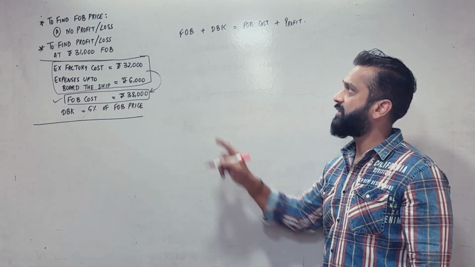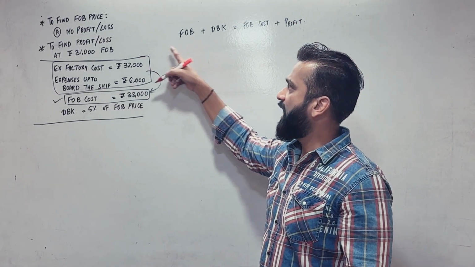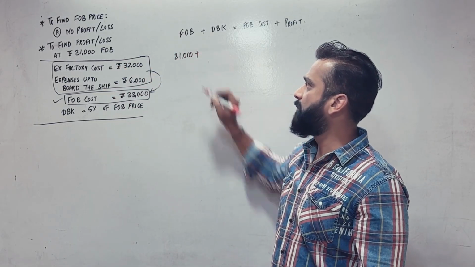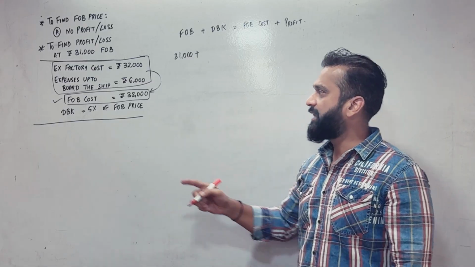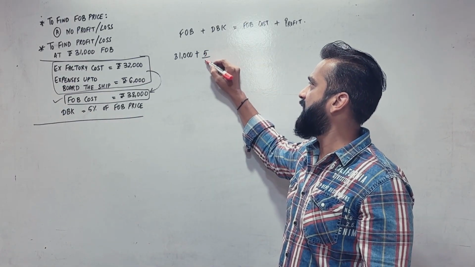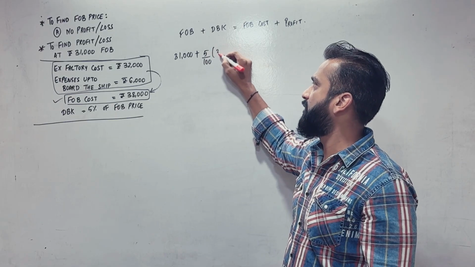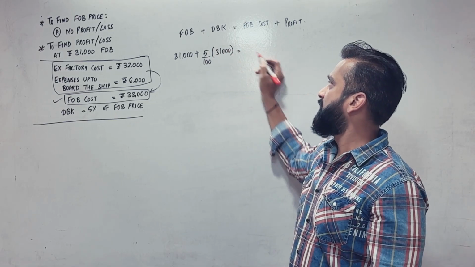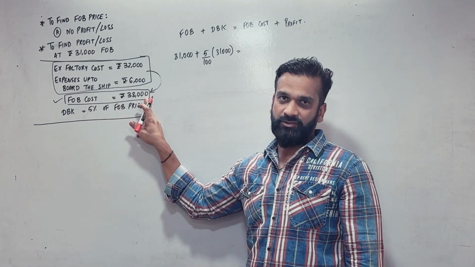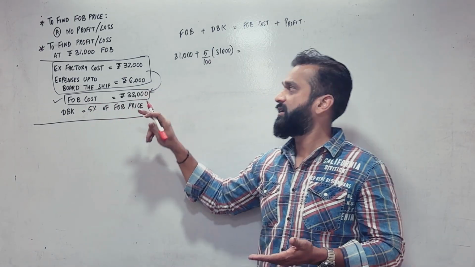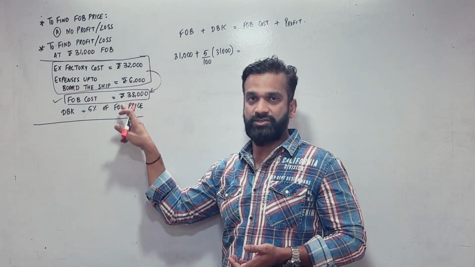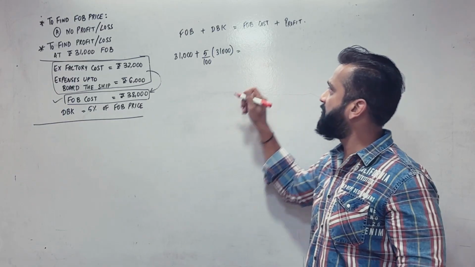Now what is FOB price? FOB price is 31,000 plus what is DBK? DBK is 5% of FOB price. That means it is 5 upon 100 of 31,000, is equal to what is FOB cost? FOB cost is 38,000. As I have shown you in the first part, these two expenses are given. You have to add these expenses and get the FOB cost. Okay, 38,000 is the FOB cost.